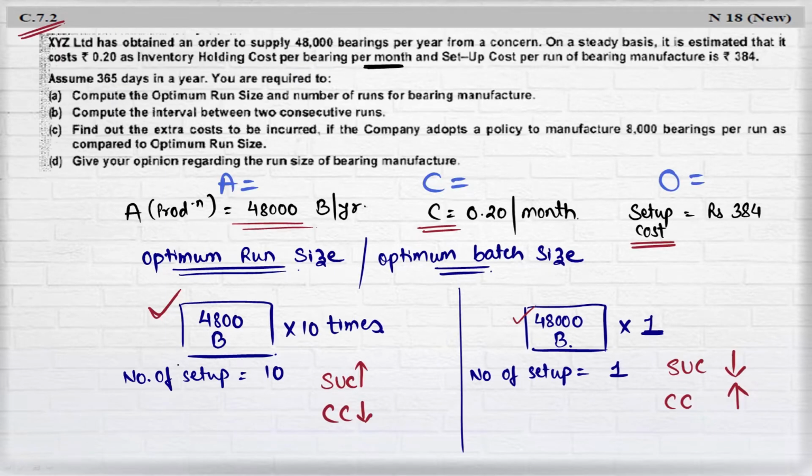Let me find out first all the answers. A is directly available, 48,000. C is per month. Per month will not do. Per bearing per annum is required. Per bearing per month is given, so it will be 0.20 multiplied by 12, which is 2.4 per bearing per annum. What does it mean? If you want to carry one bearing for 1 year, it will cost you rupees 2.4. It includes everything, interest cost, storage cost, everything. Setup cost S is available to us, which is 384.